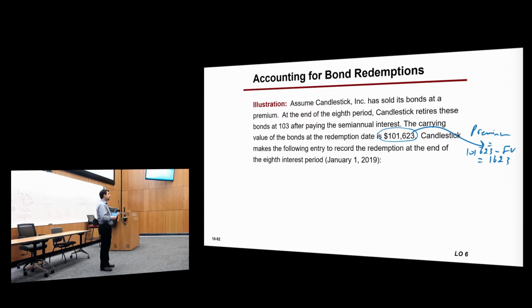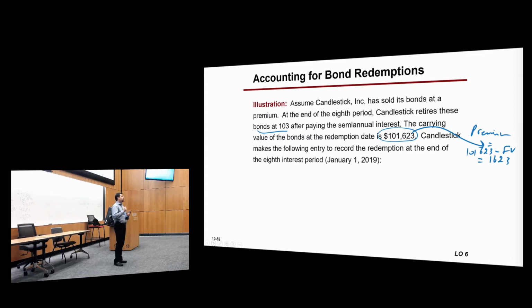When the company is redeeming the bonds, they retire their bonds at 103. So how much did the company actually pay in cash? Is it 100,000? Is it 103? Is it 101,623? It's 103. Okay? So it's 103,000. This is how much the company retired those bonds at. This is the amount of cash that the company paid. This is the amount of cash that the company will credit to cash. Okay? So cash will be credited 103,000.